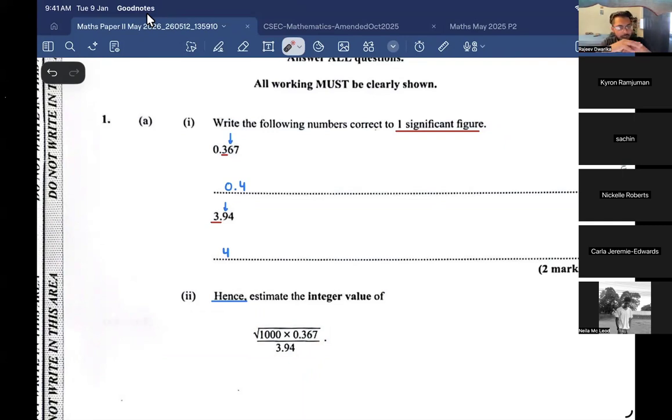Anybody want to tell us why that would not be the most appropriate thing to do? Nicole, what do you think we should do in this question? I think we should. Wait, was it good? Hold on. They said, hence estimate the integer value of.